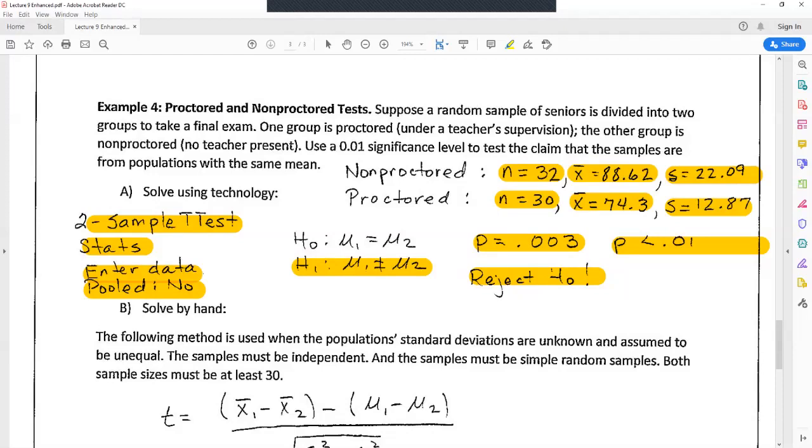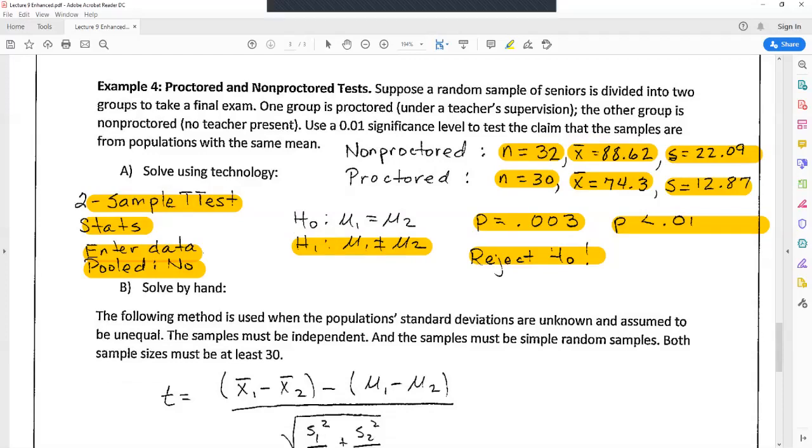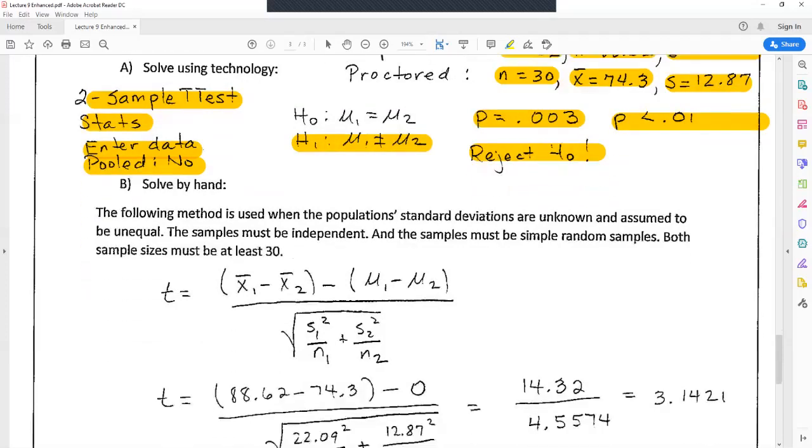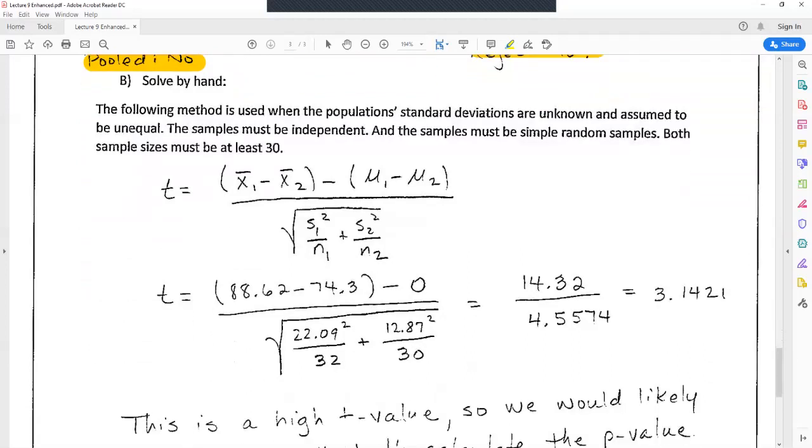So maybe the ones who were in the non-proctored group did cheat, or maybe there was just less stress there, therefore they scored higher. Again, when doing hypothesis testing, we're supposed to stick to the subject at hand. And all we really wanted to know was whether or not the difference in the means was significant, and we determined that the difference is significant. We could solve by hand. Obviously, the calculator is a much more efficient way to draw the conclusion.